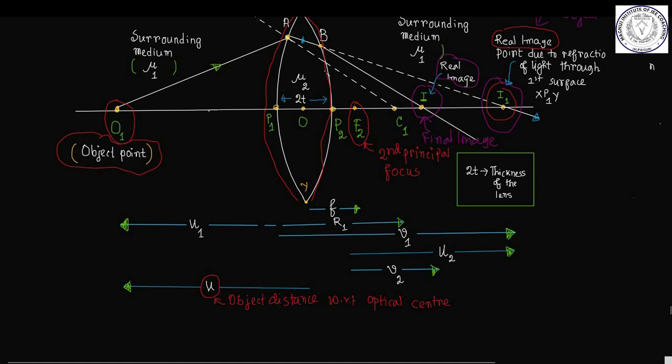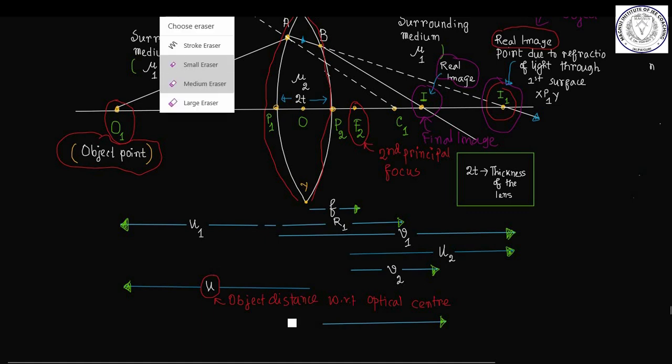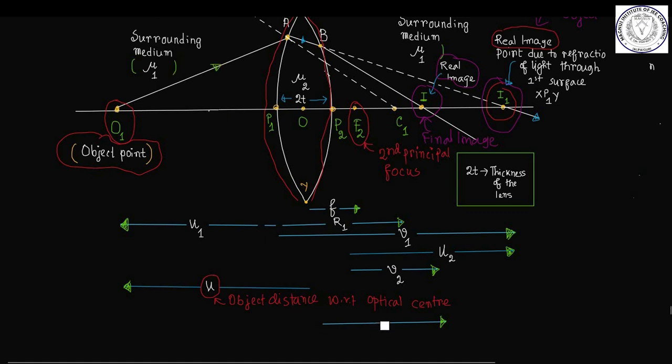We can denote the final image distance from the optical center O. This is the image distance of the final real image I from the optical center O of the convex lens. This is the final image distance from the optical center. V is the final image distance from the optical center of the convex lens.